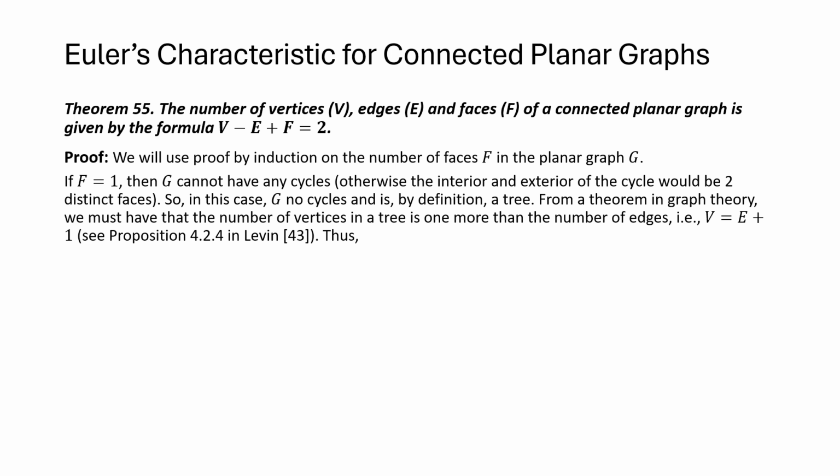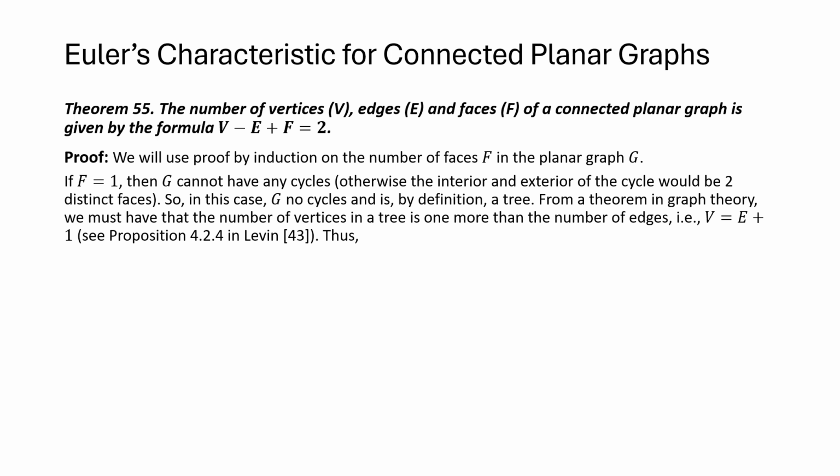In that case, G cannot have any cycles, otherwise the interior and the exterior of the cycle would give rise to at least 2 distinct faces. So in that case, G has no cycles, and by definition it's a tree.